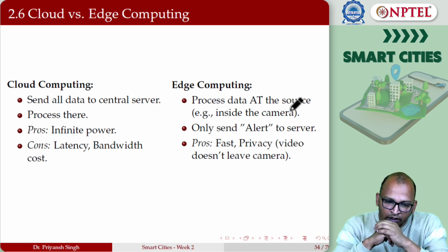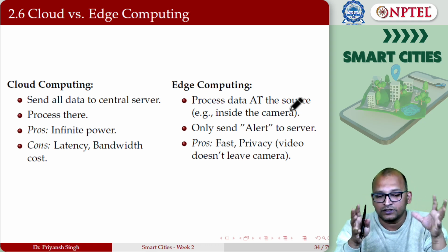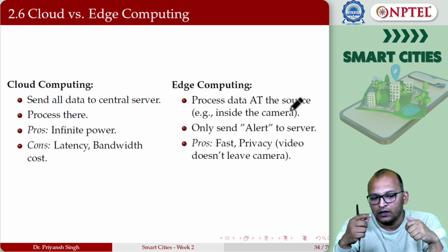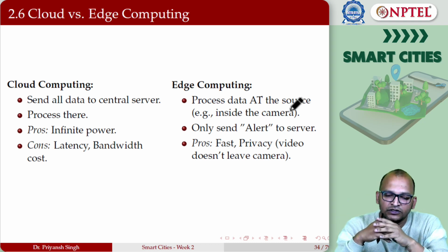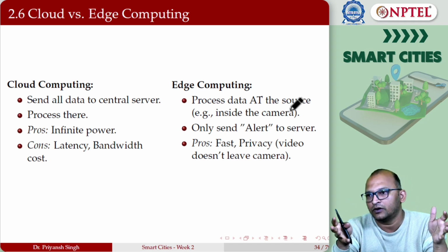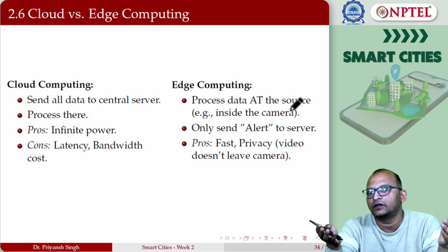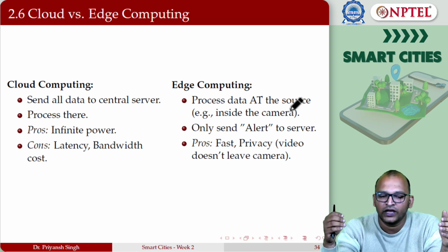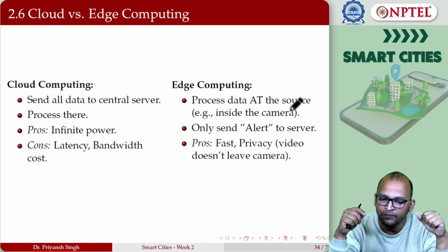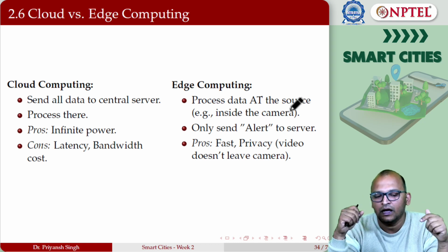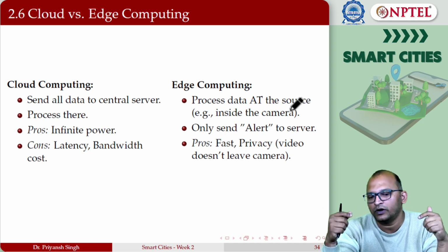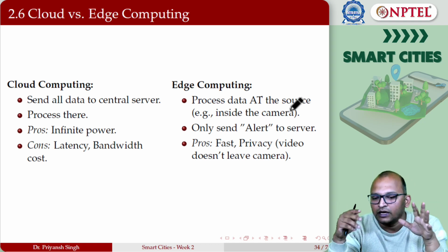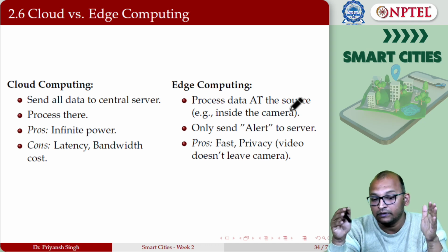What happens in cloud computing? The system will send all the data to the central server where the processing will be done. The advantage of this technology is that it has infinite power because it is a cloud-based solution. In the cloud we have numerous computing hardware installed, so we have an infinite amount of power available. But the cons are latency and bandwidth cost. So the cost will be more, and there will be some delay between sending the data and receiving a conclusion.